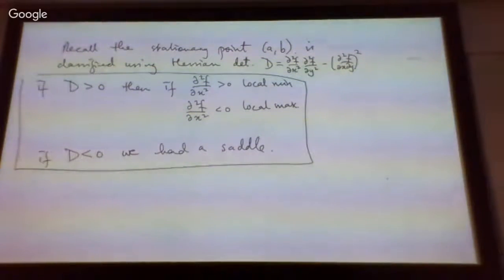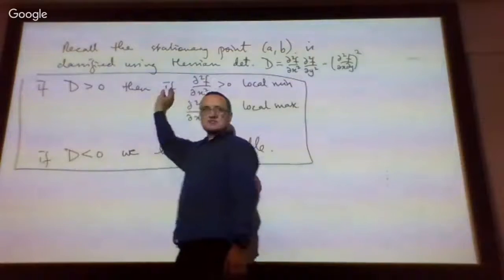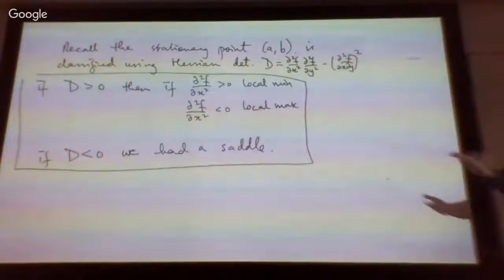So what I wanted to do was just to justify that. Okay? So we didn't really provide any proper explanation of why, if this Hessian determinant thing is positive, it goes like this, and if it's negative, it goes like the other.